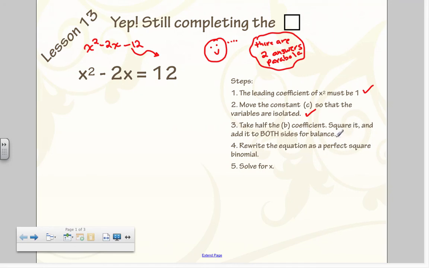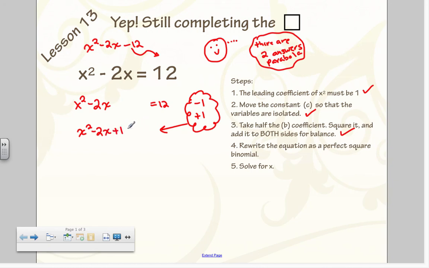So now we can start solving. Take half of b. Hey, this is all familiar, right? X squared minus 2x equals 12. I'm going to have my thought bubble over here again. Okay, half of 2 is negative 1. Negative 1 squared is positive 1. And then I'm going to bring all that information I just thought about back into my problem. X squared minus 2x plus 1. If I add 1 to that side, I have to add 1 to this side. Now I've completed the square.